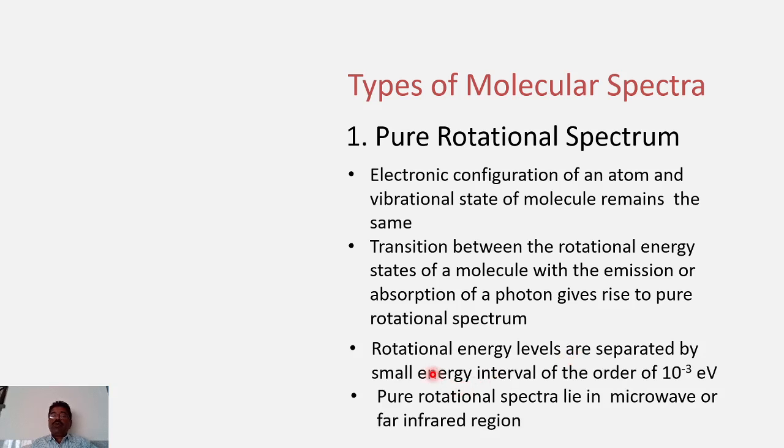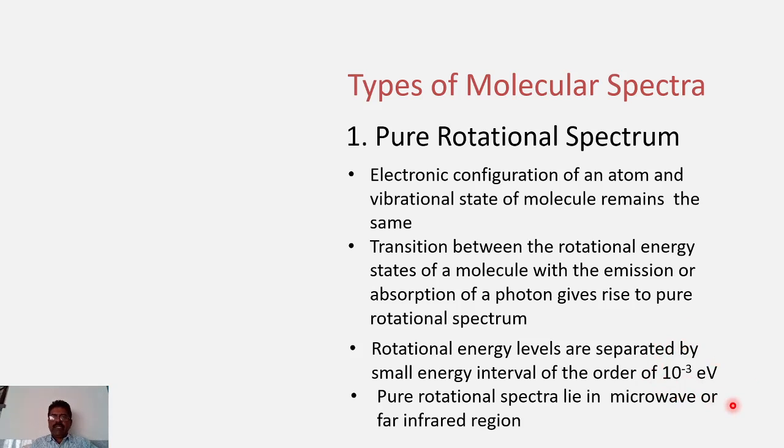So these rotational energy levels are separated by small energy intervals. Earlier I compared that the electronic energy level is greater than the vibrational energy level, and the vibrational energy level is greater than the rotational energy level. So the rotational energy level is the lowest. It is a small energy interval of the order of 10 raised to minus 3 electron volt. So it is a very small amount of energy here.